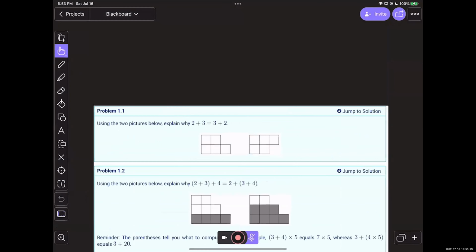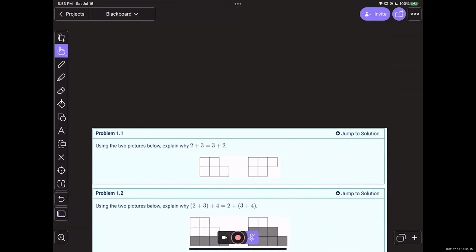Let's take a look at these problems. All right, problem number 1.1. Let's hear from Mindy. Let's start from you. And if I call on you, please start by reading the question. Using the pictures below, explain why 2 plus 3 equals 3 plus 2.